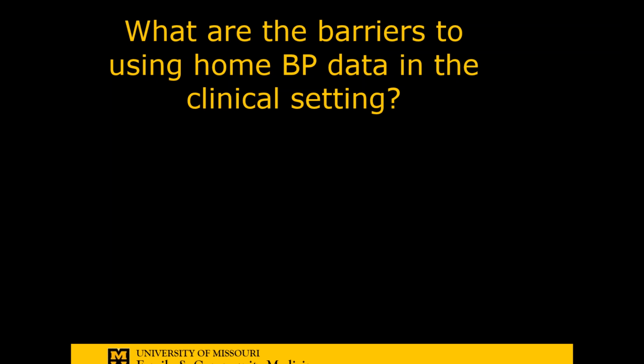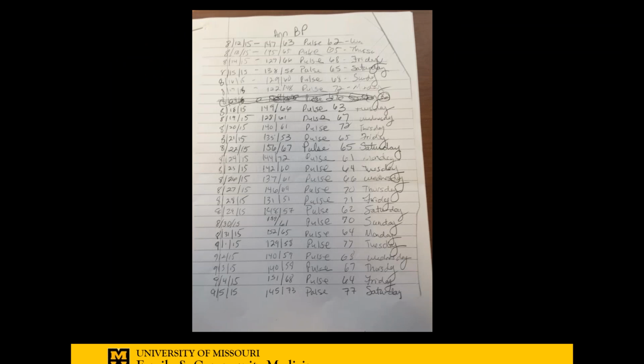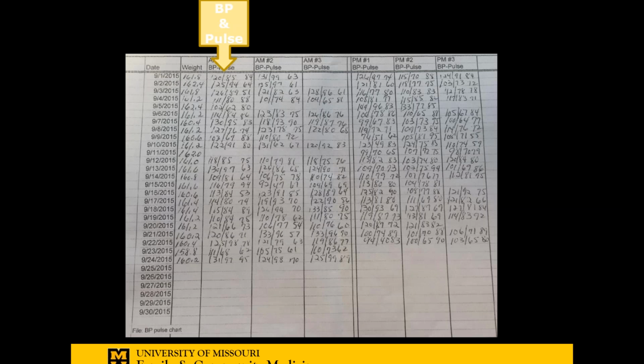I've said that home blood pressure is really superior to clinic blood pressure, but we keep using clinic blood pressure. And that's because there are real barriers to using home blood pressure in the clinical setting. And most of it is this. This is the way we get home blood pressures. People bring in these lists. This is about 3 weeks worth of blood pressures and pulse from this patient. Here's another one. This is my patient. These are all my patients, actually.